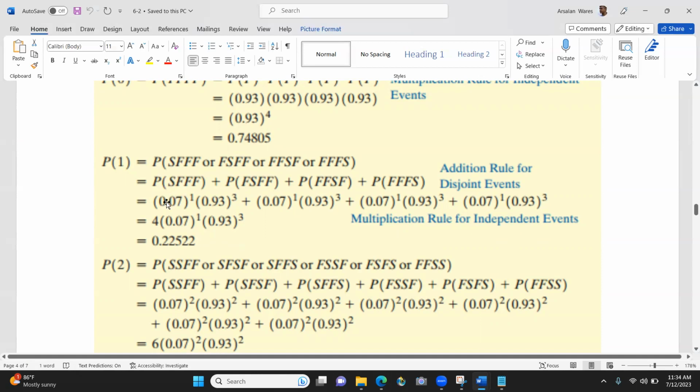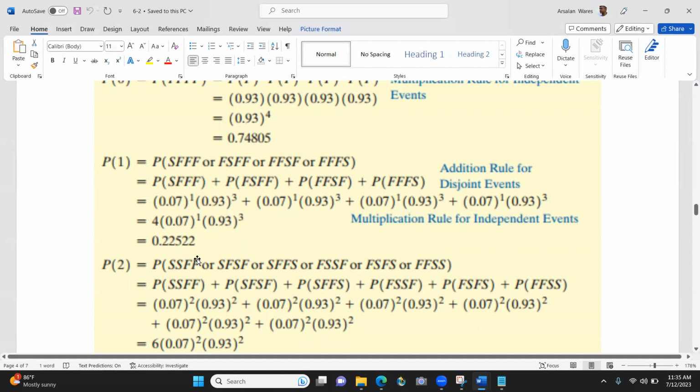Now, the probability of a success is 0.07. There's 1 success, and there are three failures. That's why you have 0.93, the probability of failure raised to the power 3. Exact same thing, 0.07 to the power 1, 0.93 to the power 3. Same thing goes on here. And if you add it up, you get 0.22522.